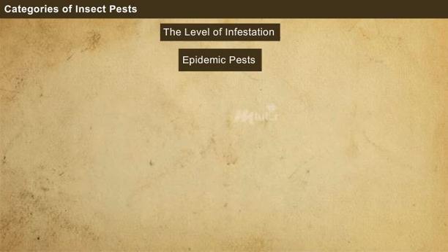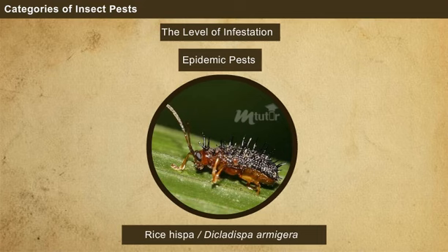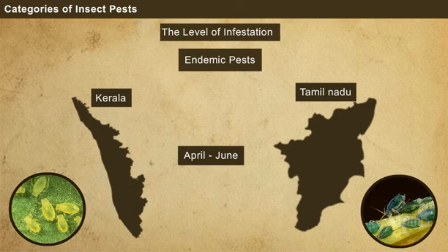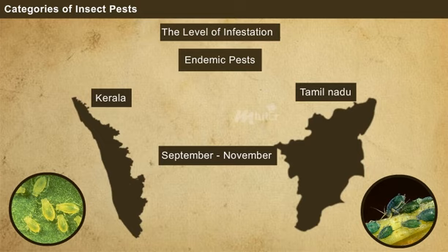Epidemic pests. These pests occur in abundance at a particular time or season over a locality and lead to severe destruction. For example, rice hispa, rice leaf roller. Endemic pests. These insects cause infestation on a regular basis and are confined mostly to a particular area or locality. Some examples of endemic pests are red hairy caterpillar and mango stem borers.